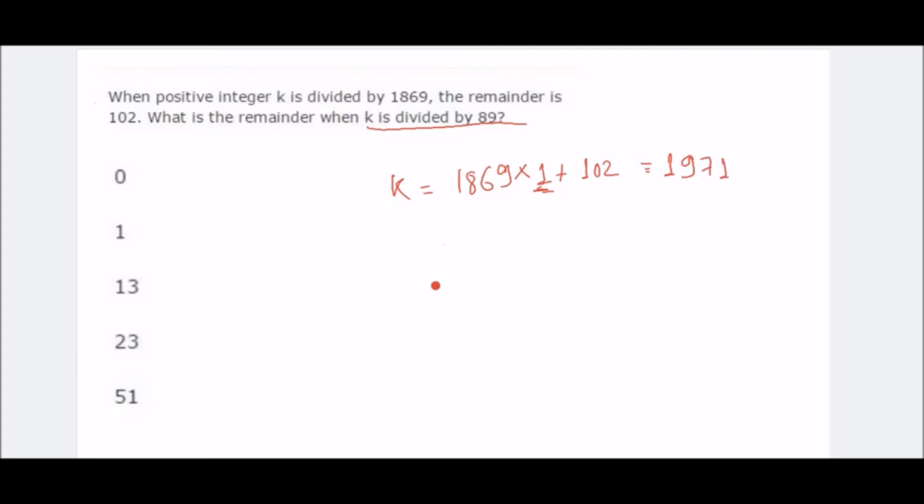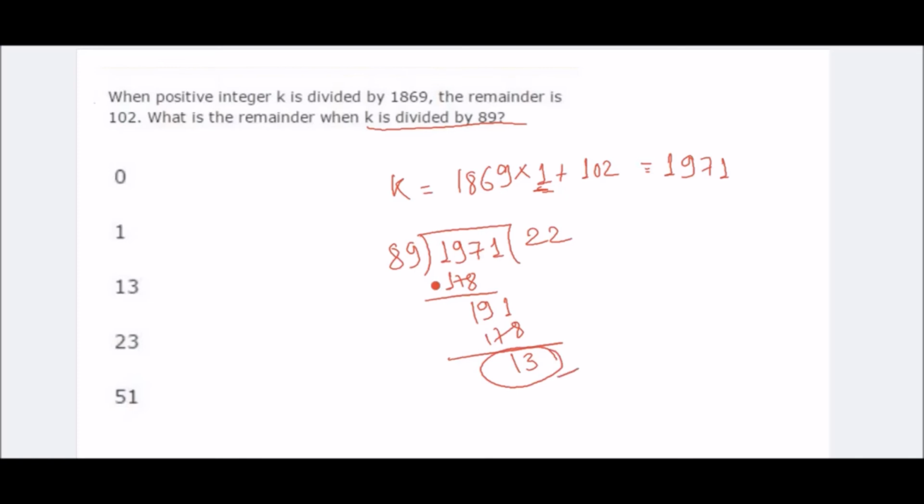So now divide 1971 divided by 89. 89 2 times become 178, then 911. Then again divide by 2, it is 178, that will become 31. So the remainder will be 13. So our answer choice is third option.